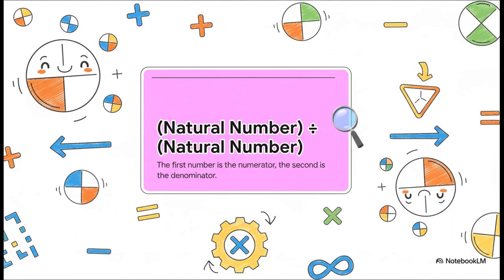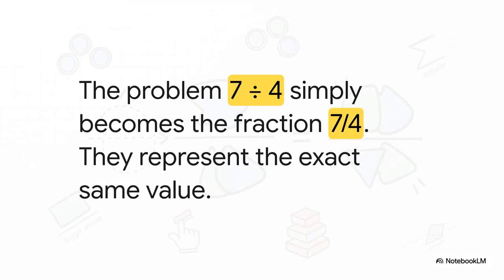The first number, the one you're starting with, goes on top as the numerator. And the number you're dividing by goes on the bottom as the denominator. So for instance, if you see the problem 7 divided by 4, that represents the exact same value as the fraction 7 over 4. They mean the exact same thing, just 2 different ways to write it. Simple enough, right? This is our foundation.